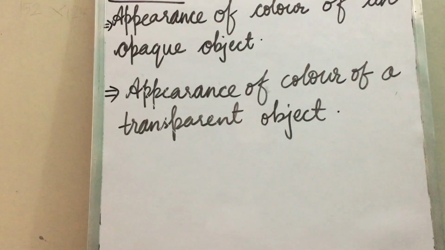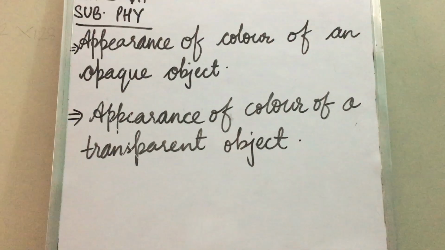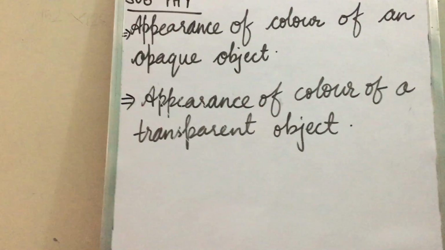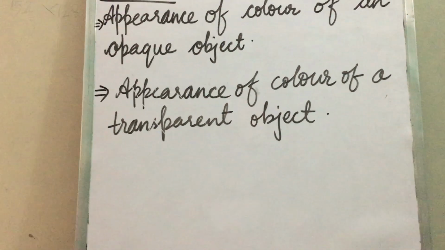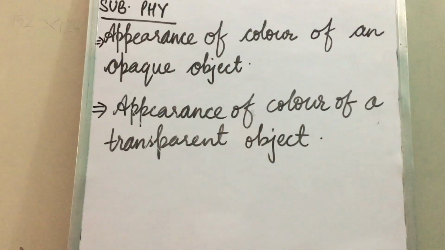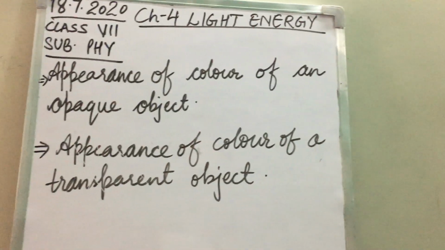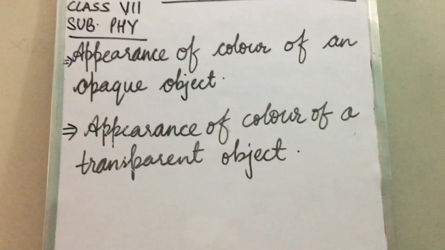Likewise, second, if an object does not reflect any color but absorbs light of all the colors, then what will happen? When it has not reflected any color and it has absorbed all the colors, then the object will appear black in color.